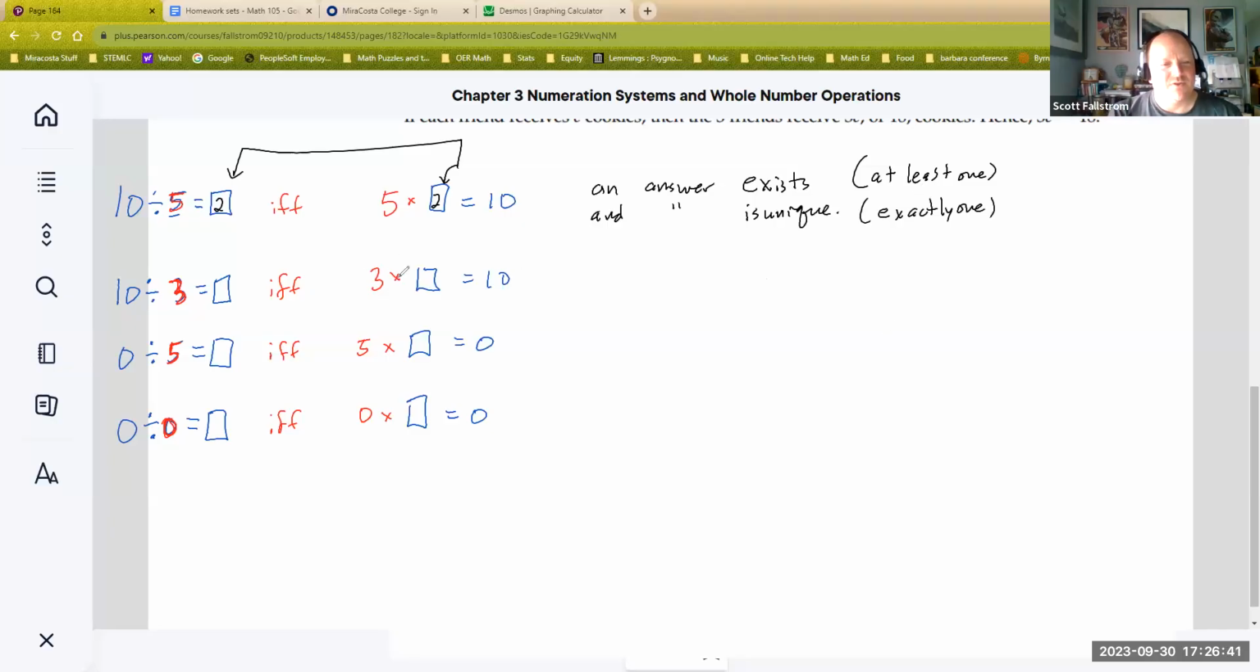All right, let's come down to the next one. 3 times what whole number gets you to 10? Let's see here. 3 times 3 gets you to 9. Okay. 3 times 4 gets you to 12. We really need a number between those. There is no whole number between those. So we would say no whole number exists. Notice I'm not saying there is no number that exists. You want to be very clear: no whole number exists.